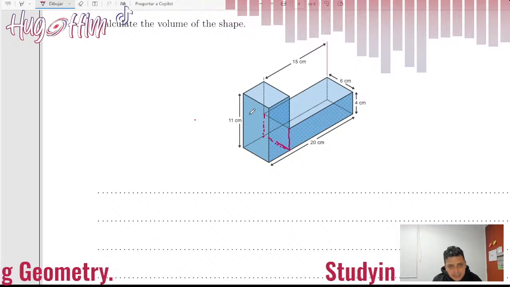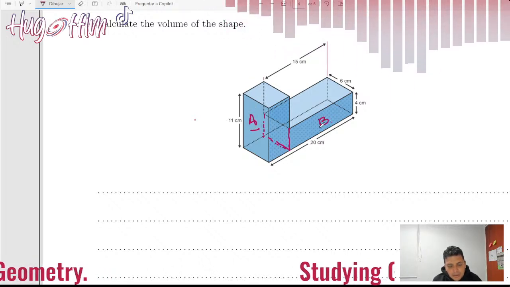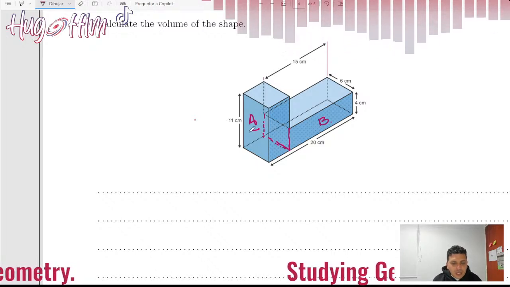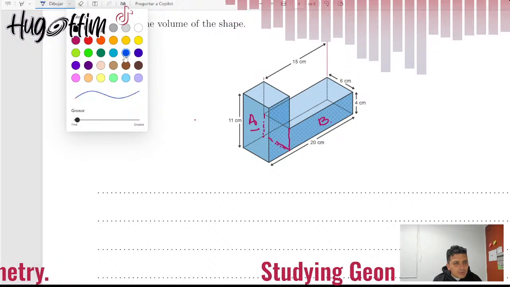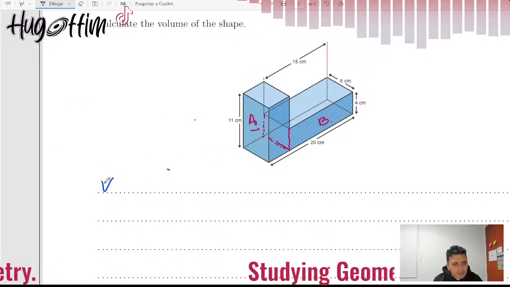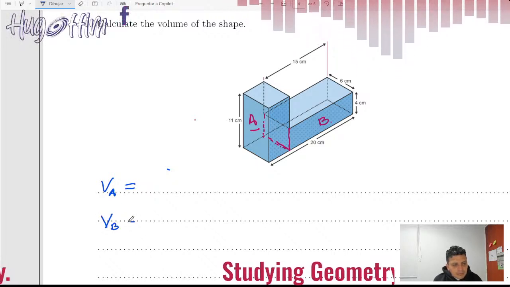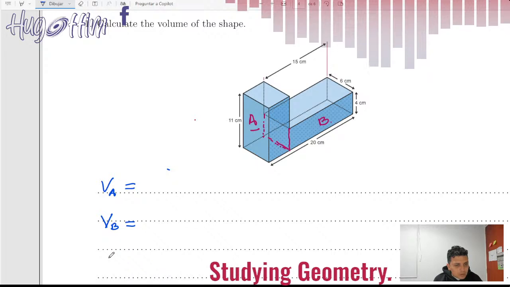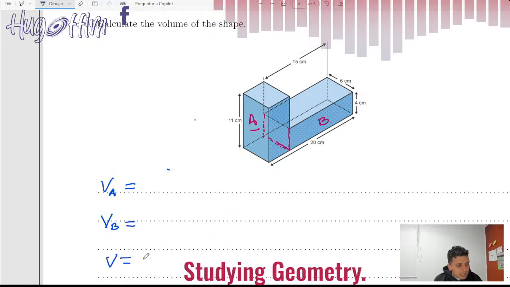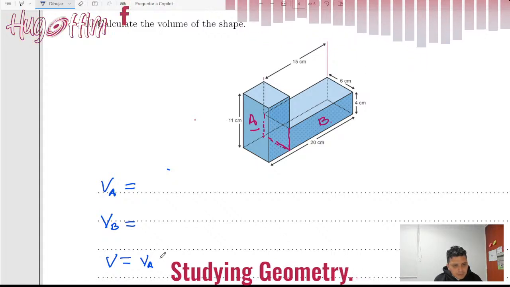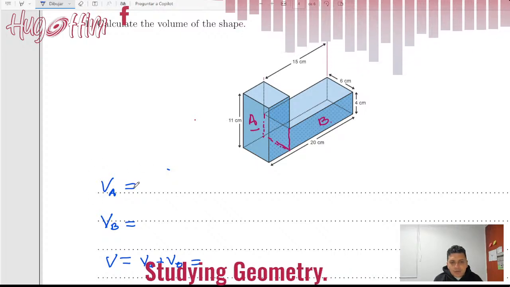So let's say that this is cuboid A, and this is going to be cuboid B. I'm going to get the volume of this compound shape. To get the volume of this compound shape, I just need to get the volume of A, volume of B, or volume 1, volume 2, and then the total volume, that is just the addition of both volumes. Okay, so I'm going to get volume A.